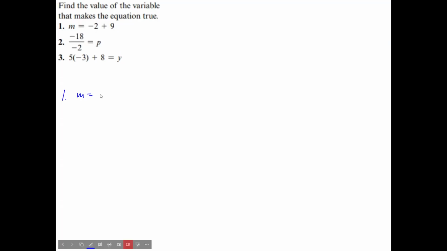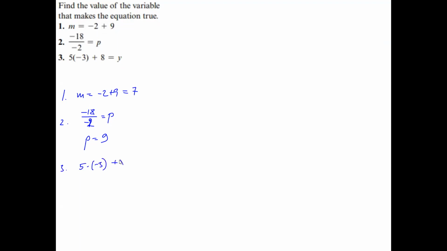Okay, so the first one, m equals minus 2 plus 9. What is it? 7. Second one, minus 18 divided by minus 2 equals p. So p is what? 9. 3. 5 times minus 3 plus 8 equals y. So 5 times minus 3 is minus 15, plus 8 equals y. What is that? y equals minus 7. Good?